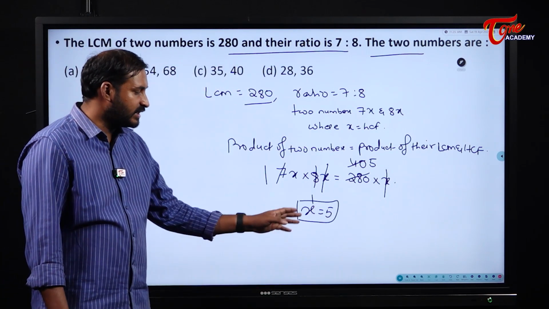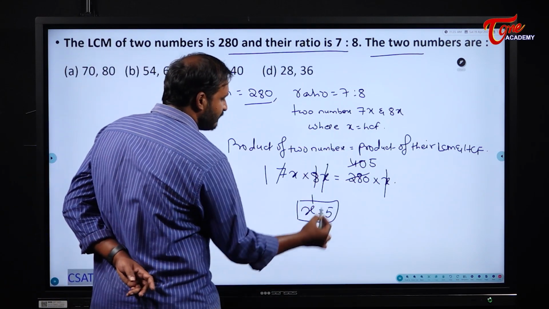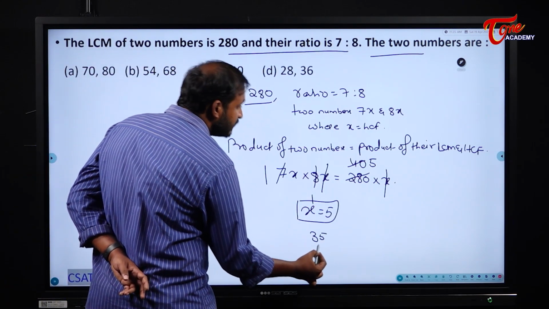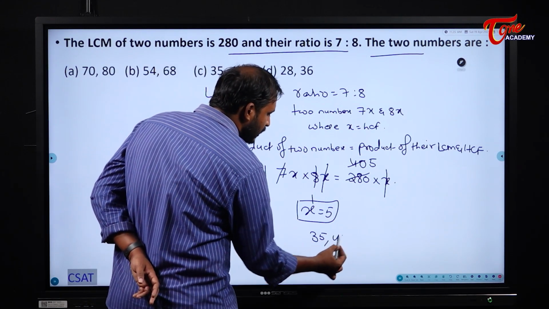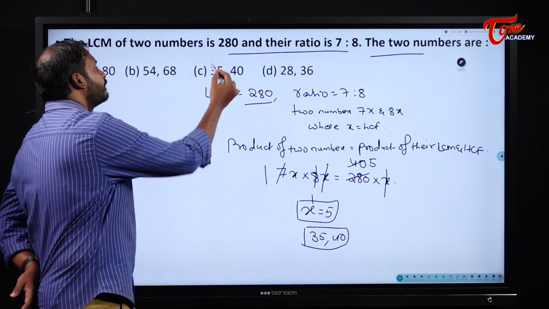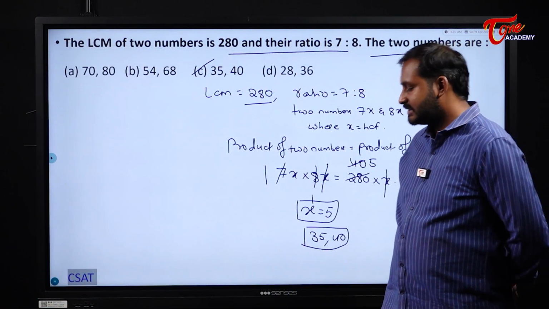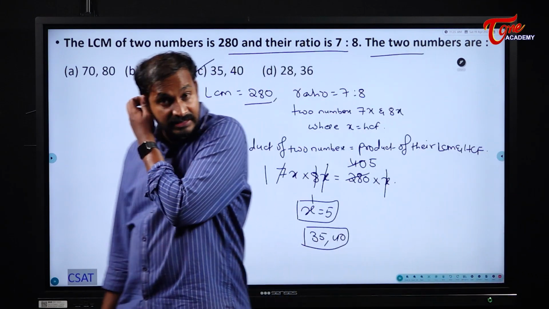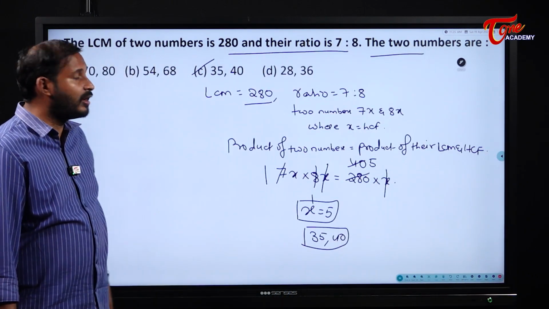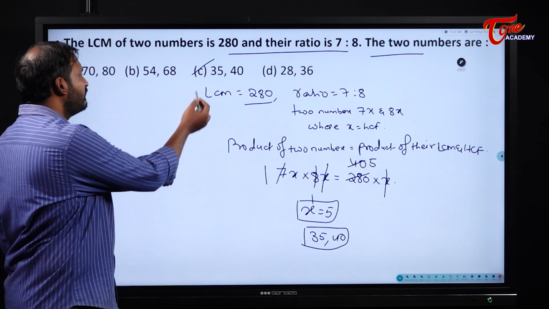Okay. So if x is 5, what are the two numbers? One is 7x, that is 35, and the other one is 8x, that is 40. So the two numbers for us in this case are 35 and 40. See here, students, what a few students think here is, sir, we will go with the option verification. Yes, you can go with the option verification, but usually it will waste a lot of time.